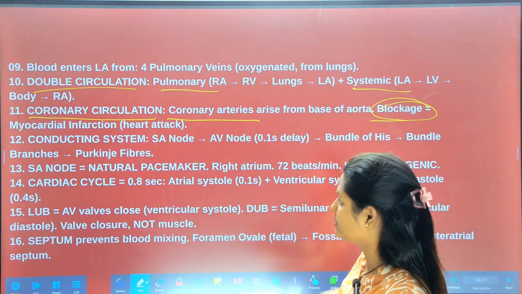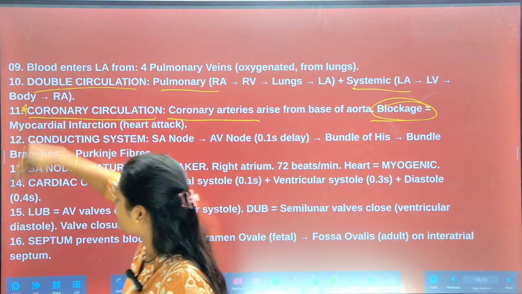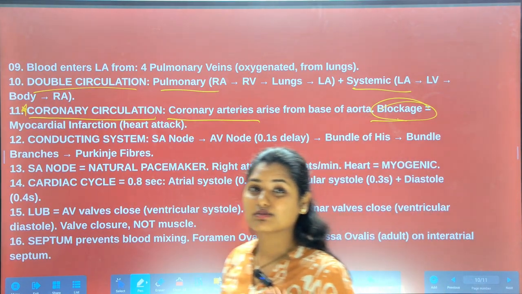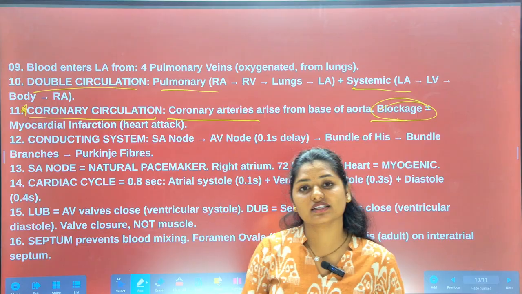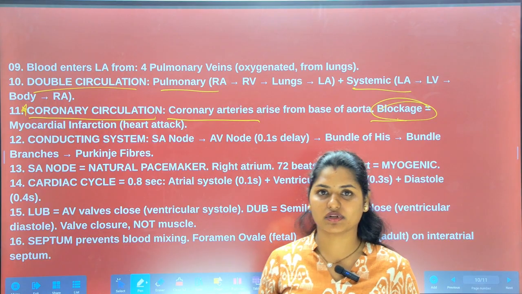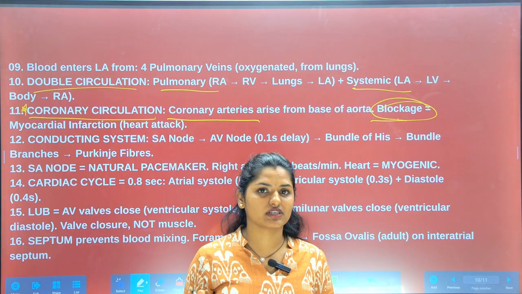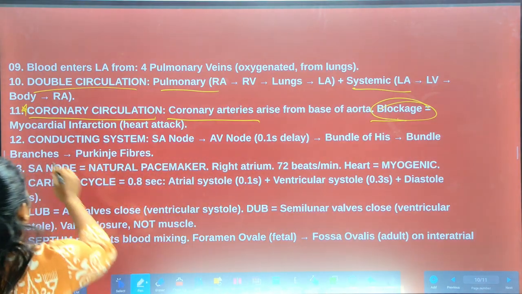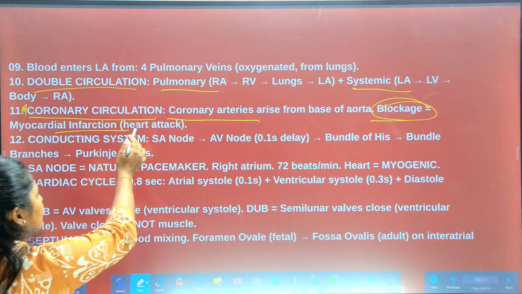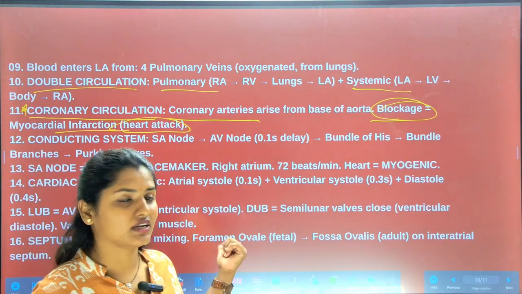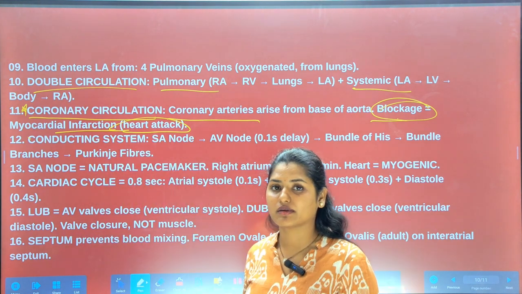So this is also an important point. Note this point. And next, our heart is myogenic. That means it has cells which give its own electric impulses without any help of brain cells, that is nerve signals. So myocardial infarction means heart attack, and the heart is myogenic. Here it is not mentioned, but remember myogenic.